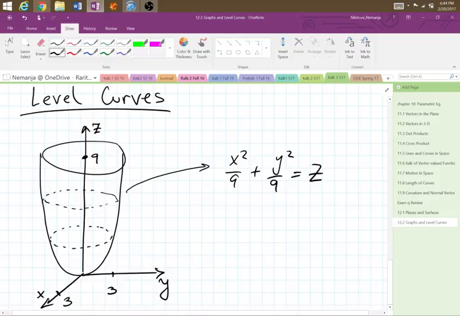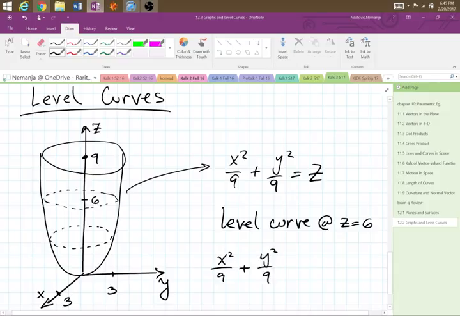So now what are these level curves? Level curves would be these dotted lines if you cut at that elevation. So here, I say z equals, I don't know, let's say 6. So level curve at z equals 6. What do I have there? Well, I will have x squared over 9 plus y squared over 9 is equal to 6.